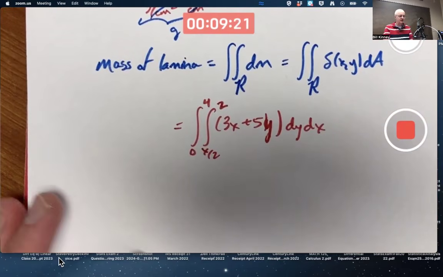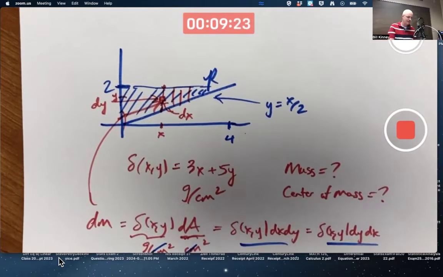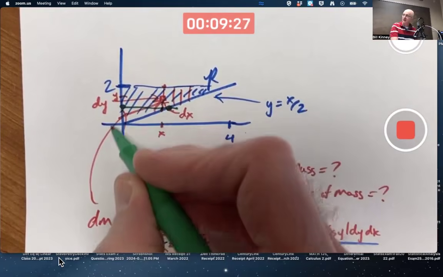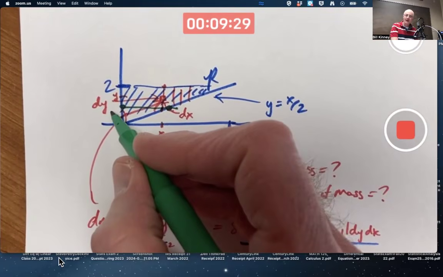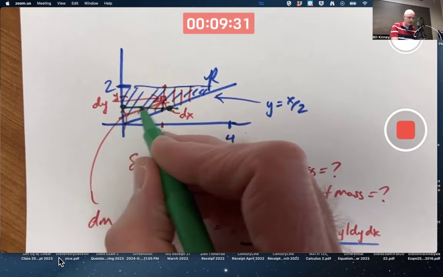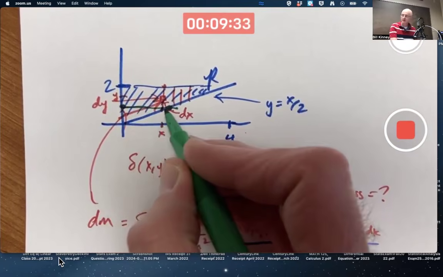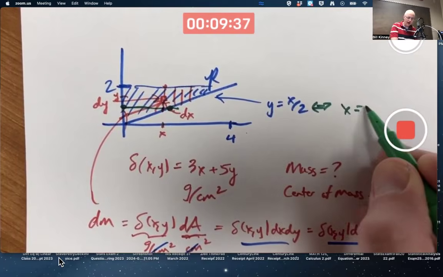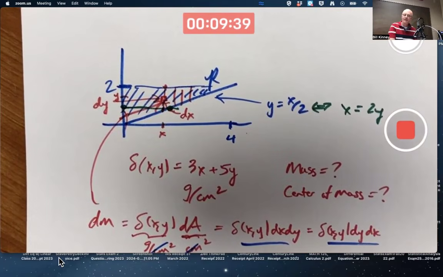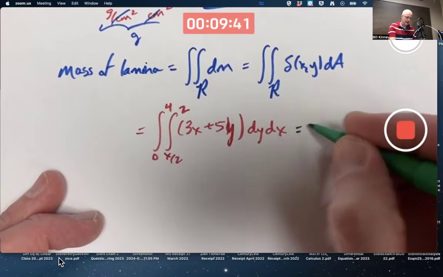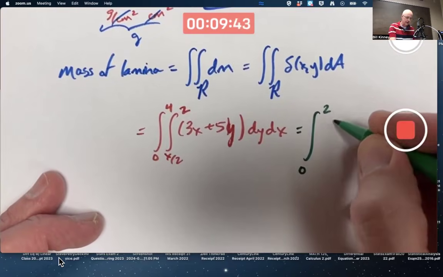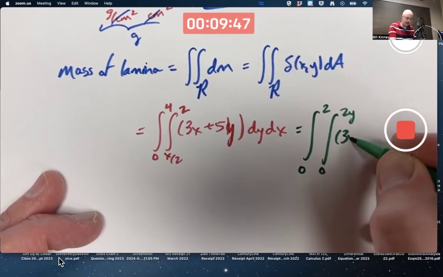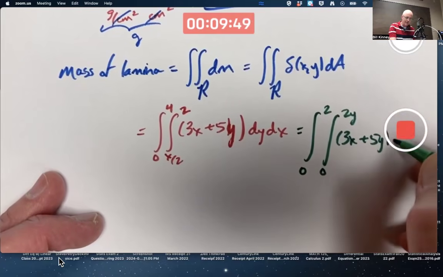If we think of the region as what's called horizontally simple, y is the outer integral. It goes from 0 to 2. And for any given y, you go between two functions of y. X goes between two functions of y, 0 and 2y. So you could also do this as the integral from 0 to 2 of the integral from 0 to 2y of the same function, 3x plus 5y, but then dx dy.